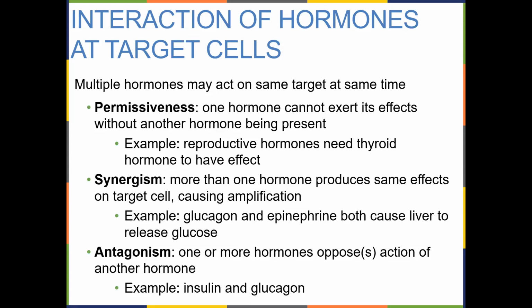If you eat a donut or a banana or an apple, you're going to see your blood glucose go up and insulin's going to come out and put the glucose into the cells where they need it.